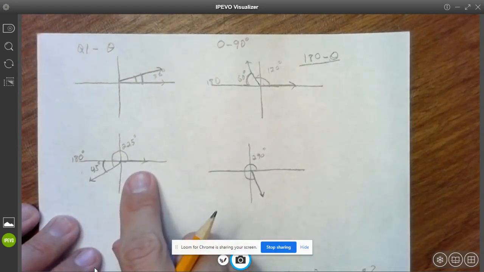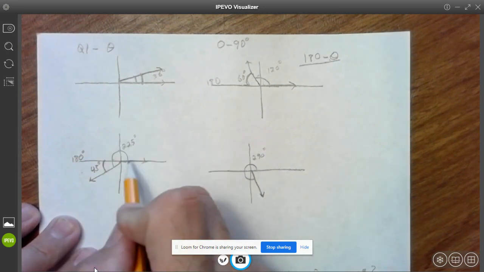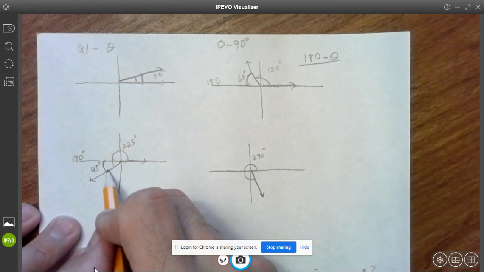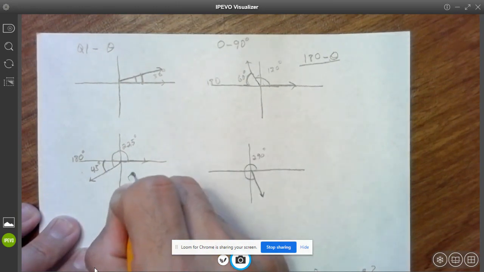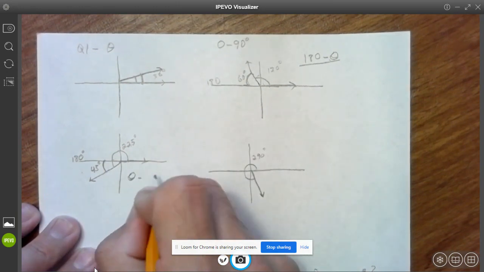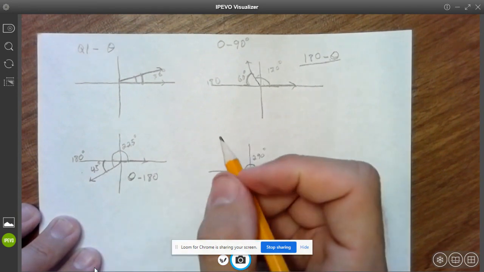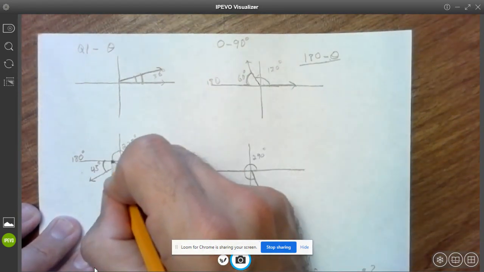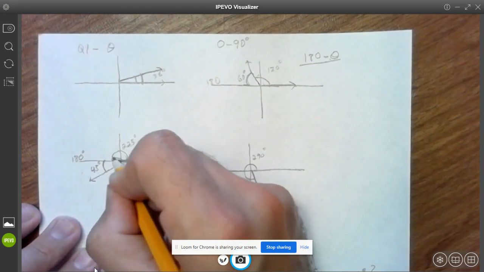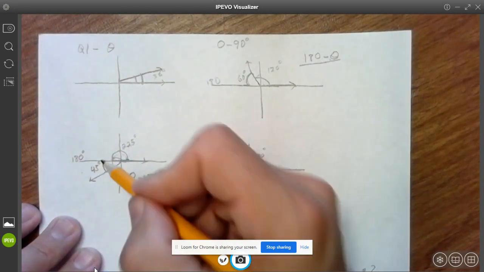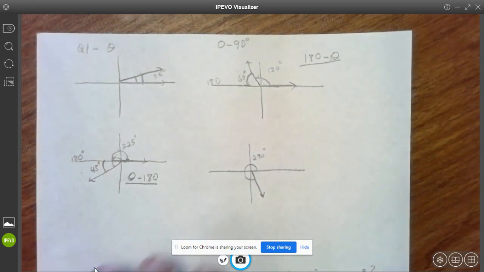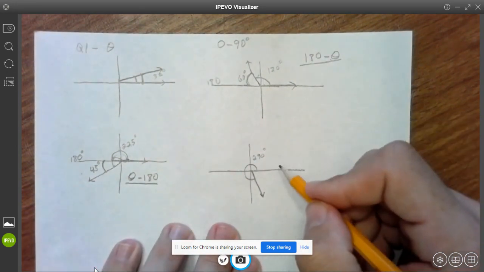The formula for it is, since it's always in the third quadrant, it's always going to be bigger than 180. So whatever the angle theta is, theta minus 180. If you take that whole sweep and subtract off this 180 portion, it's going to leave you with the angle that you're interested in.